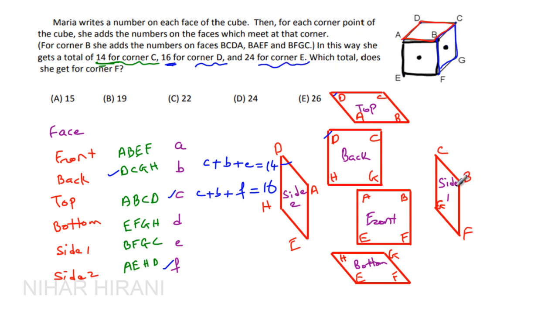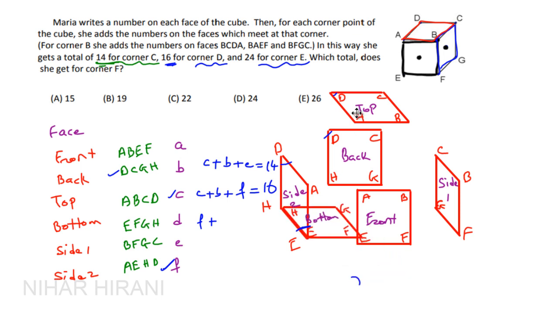Now let's talk about corner E. Corner E is part of side 2, and side 2 is f. So here I will write f. Then corner E is also part of the bottom, you can see. If you connect them, this will become the diagram given in the question.